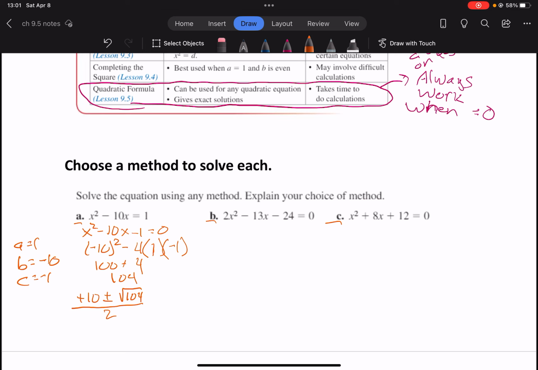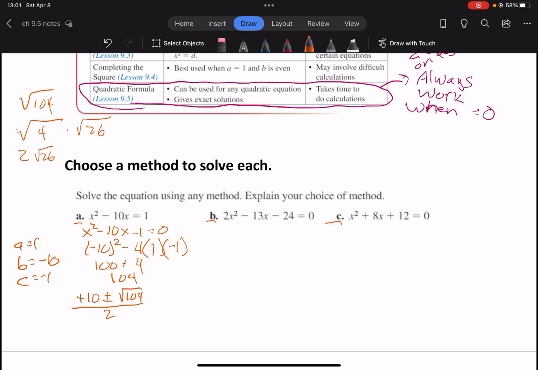We want to simplify the 104. So I've got 104. I know 4 goes into it, and that is 26. 4 and 26. Well, 4 goes into 2.